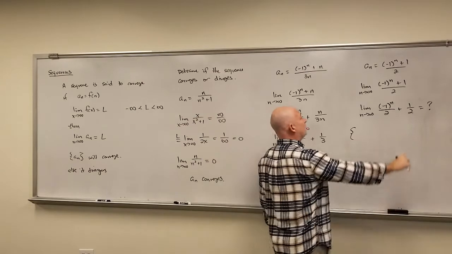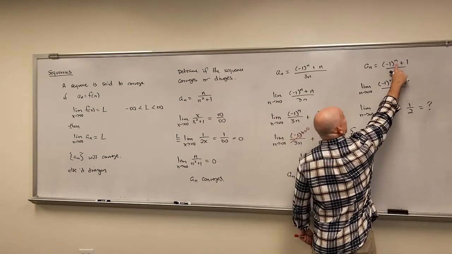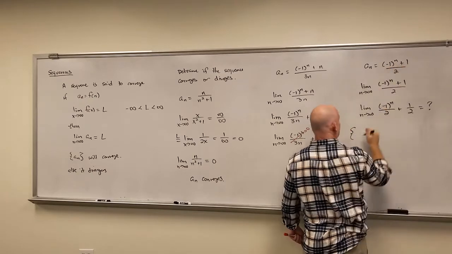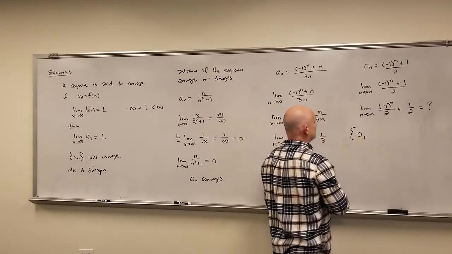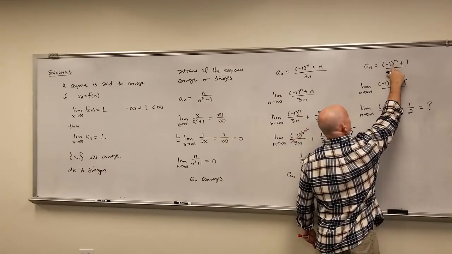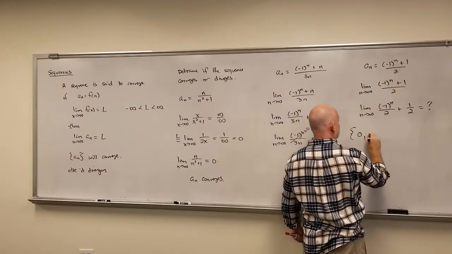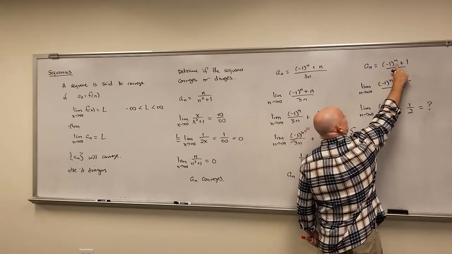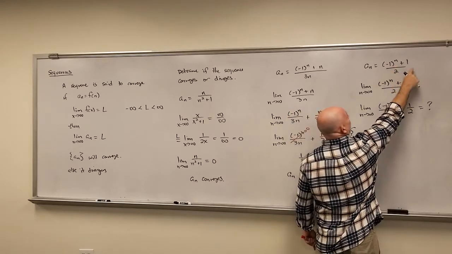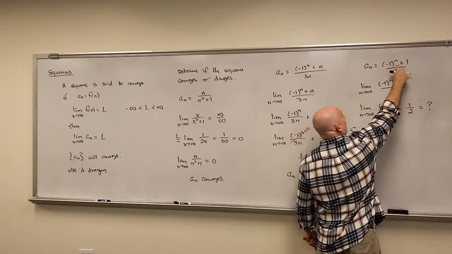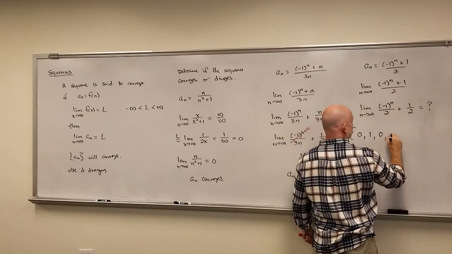If n is 1, negative 1 to the first is negative 1, so it's 0 over 2, which is 0. If n is 2, well, negative 1 squared is 1. 1 plus 1 is 2, divided by 2 is 1. If n is 3, that's negative 1 plus 1, which is 0 over 2, which is 0. If n is 4, that's 1 plus 1, which is 2 over 2, which is 1.